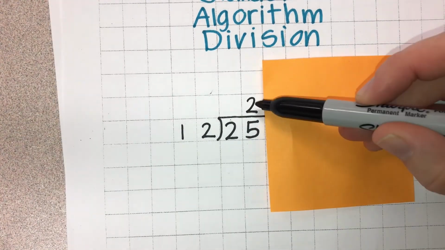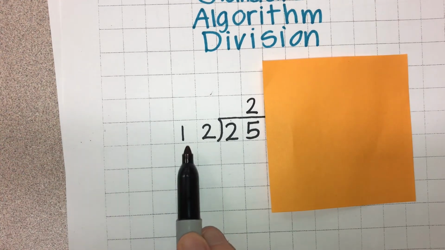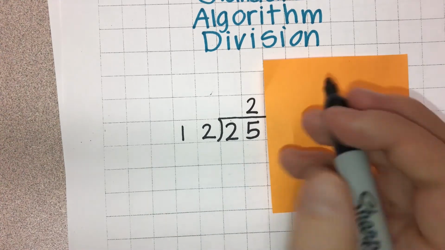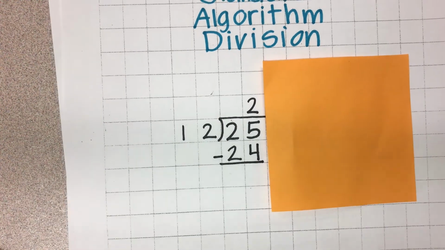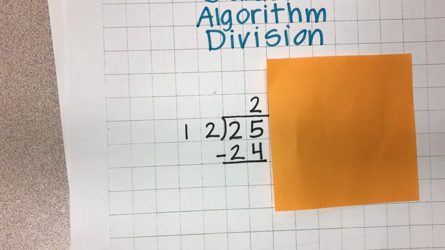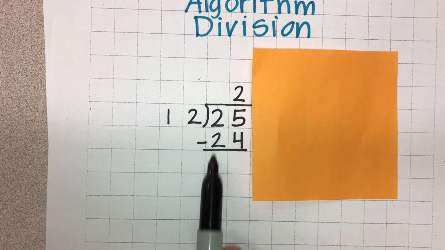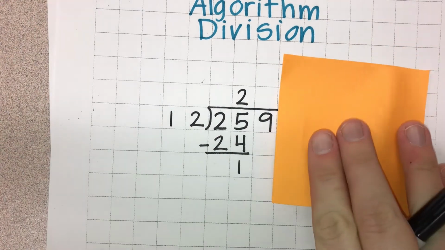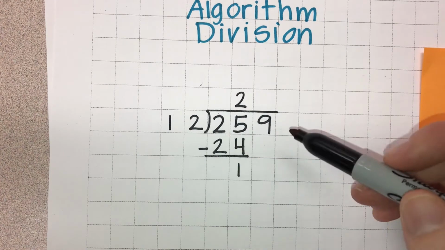So I am going to put the 2 right above that 5 because that represents 12 being able to go into 25 twice, okay? And then 12 times 2 is 24. So then I'm going to subtract. This looks pretty familiar to the method we use for turning improper fractions into mixed numbers, so it should look a little familiar to most of you. 25 minus 24 is 1. All right, so our problem is not finished because we still have another number here to work with. Okay, so now we have 1.